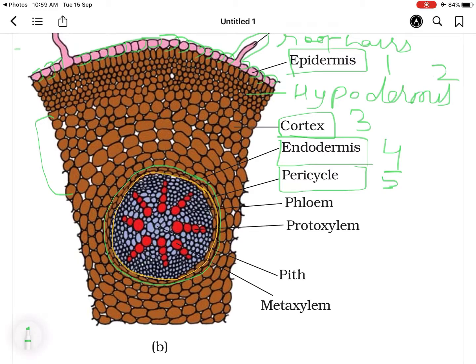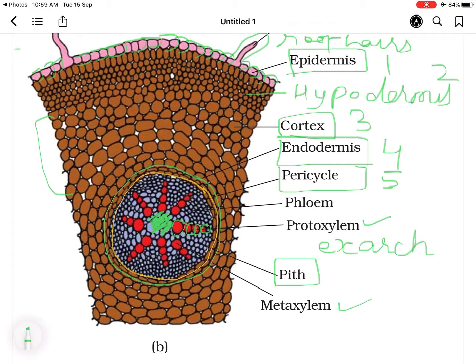Then comes the centermost region, which is known as pith. So here also pith is present. It is also parenchymatous. Now the remaining part is vascular tissue. Vascular tissue comprises protoxylem and metaxylem. You can see here the protoxylem at the periphery, and the metaxylem towards the center. So this arrangement is known as exarch.